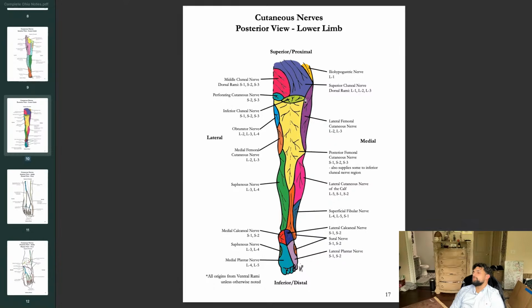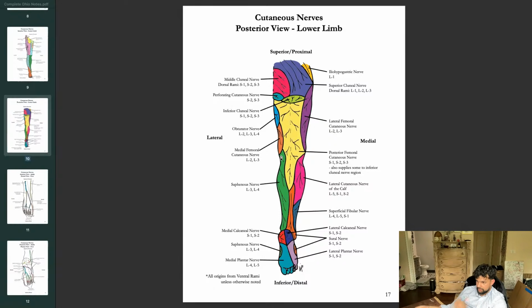Now, cutaneous nerves of the posterior leg and thigh. I can go on about this forever and ever. Posterior thigh and leg. It's going to be the saphenous nerve, the majority of the medial leg, from the medial condyle of the tibia region down to the medial malleolus. Know that saphenous is medial.